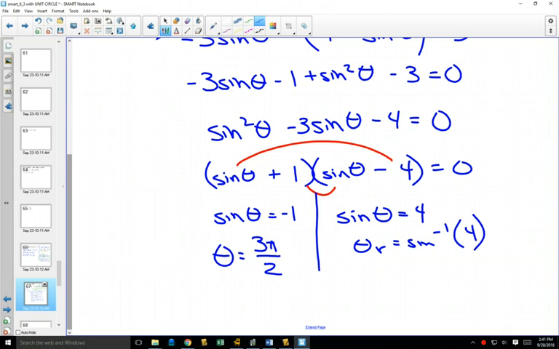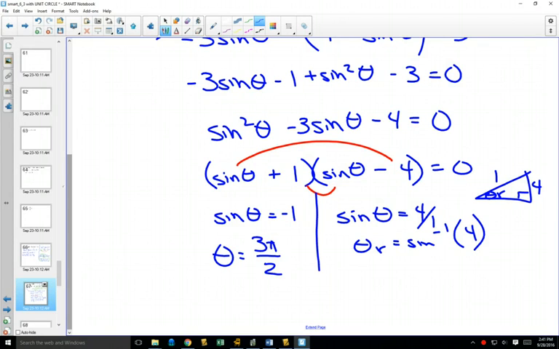Opposite over hypotenuse. So let's just draw a little picture here. Let's make that into a fraction, 4 over 1. And draw a reference angle and draw a right angle triangle and make the opposite 4 and the hypotenuse a 1. Doesn't work. What do we know about the hypotenuse? It's always the longest side.